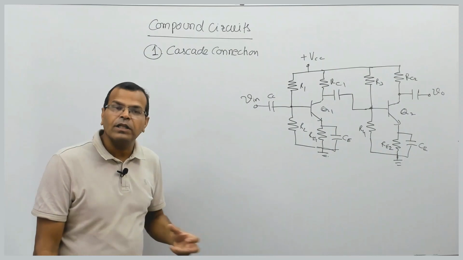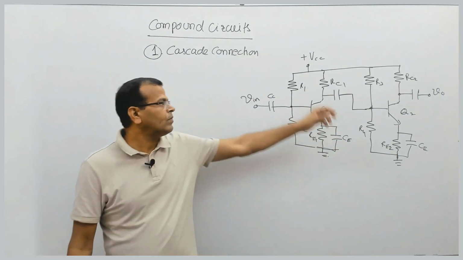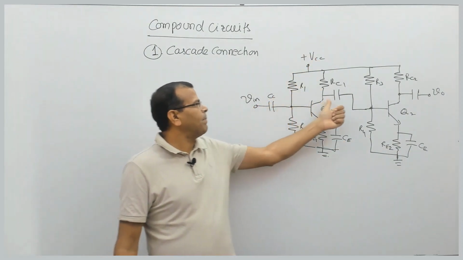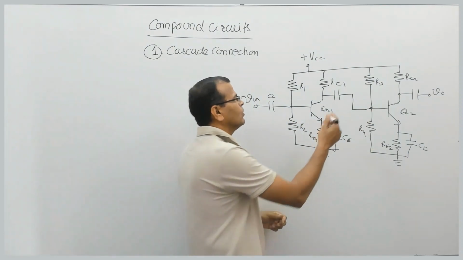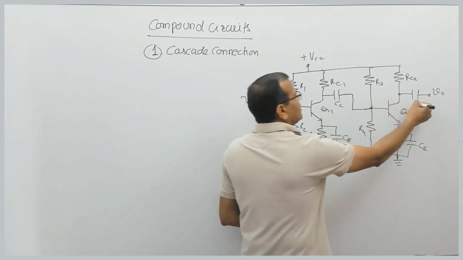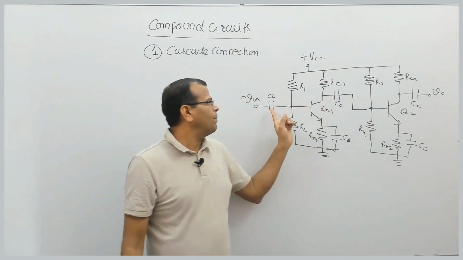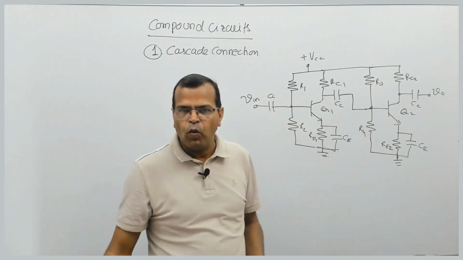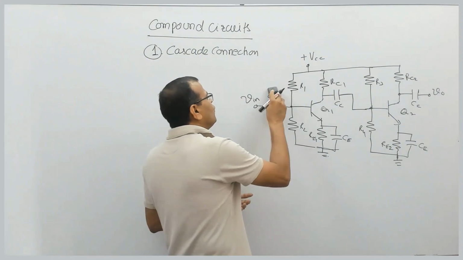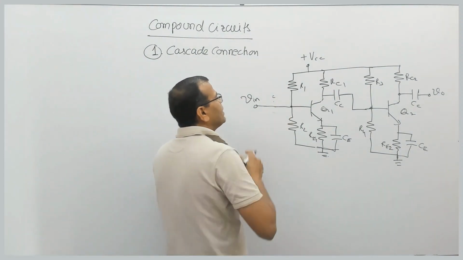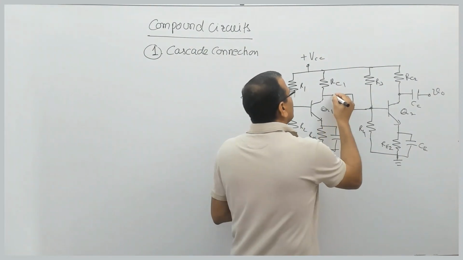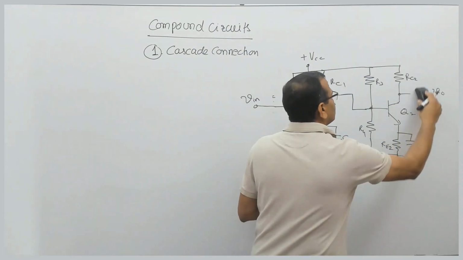So for small signal analysis, what do we do? We replace coupling capacitors by short circuit. So this is the intermediate stage, this is the output stage. Fine, I'm talking about coupling. So replace coupling capacitors by what? Short circuit. So we will replace the coupling capacitors by short circuit at all the stages.